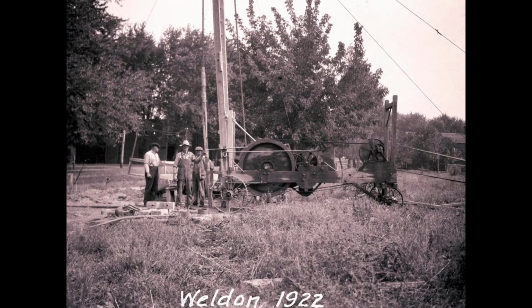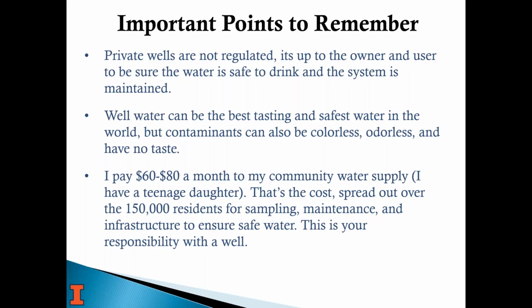So many wells, these are old. This is an old drill rig for Weldon, Illinois, which is a small town in central Illinois. Obviously, well drilling has changed since then. So as a well owner, the things to understand are really that wells aren't regulated.